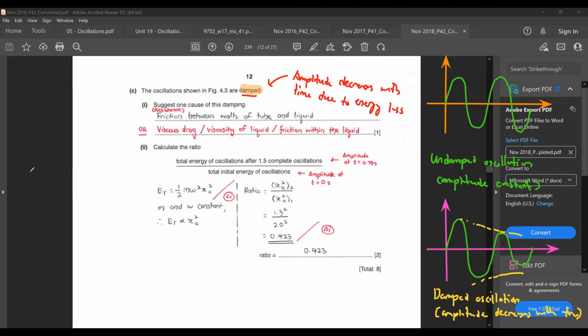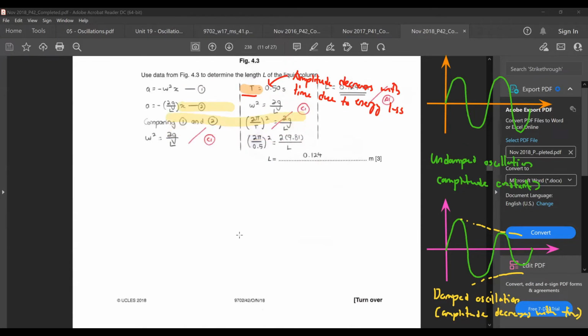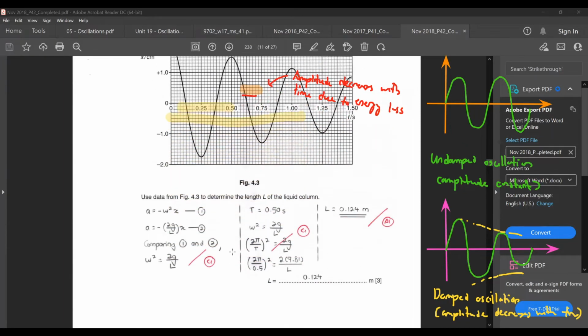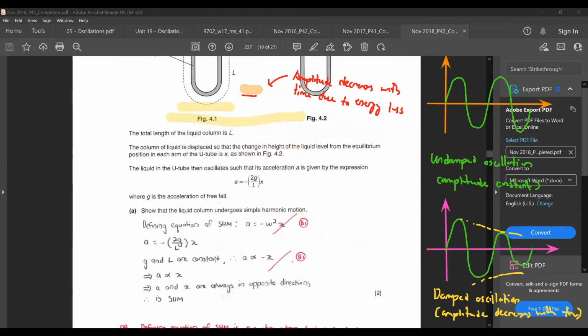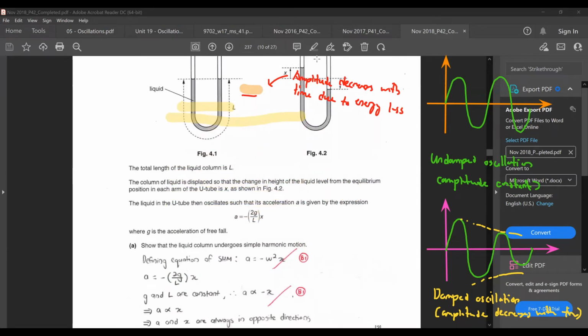Now, the cause of the amplitude decrease is because your oscillation is losing energy. One of the reasons why your oscillation could be losing energy, and the reason the question is asking for, is that there is friction between the walls of your tube and your liquid. So the friction causes energy loss. That's why your oscillation would have amplitude decreasing with time. Okay, so you look at your diagram, you have a tube and then you have a liquid inside.